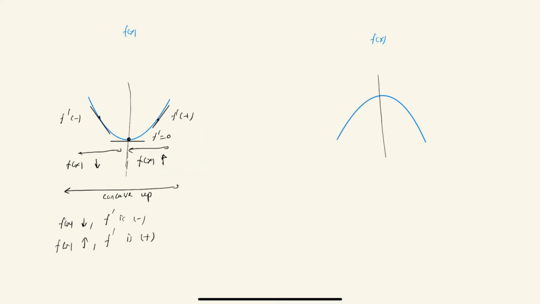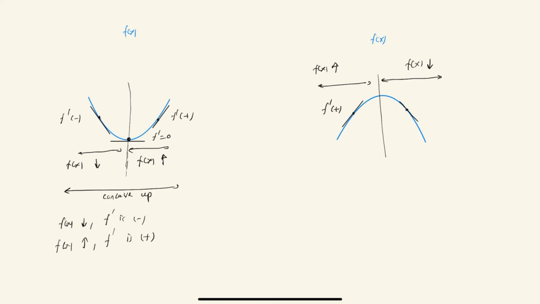Now let's look at the second function. I'm going to do the same. I'm going to split it into left and right. On the left segment, the function is increasing, and on the right, it's decreasing. Now let's determine the derivative. On the left side, we can notice the slope is positive. Therefore, the derivative is also going to be positive.